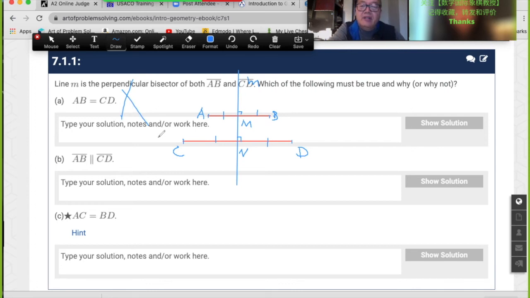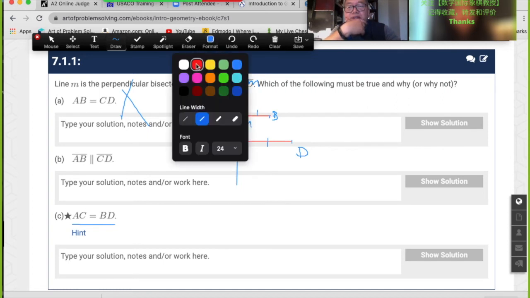Okay, can you read B? AB is parallel to CD. Is this one guaranteed? Yes, that's true. Why? Because M is perpendicular to AB and also perpendicular to CD. So this angle and this angle are corresponding angles, and they both equal 90 degrees. Therefore, AB is parallel to CD. Yes, that's right.